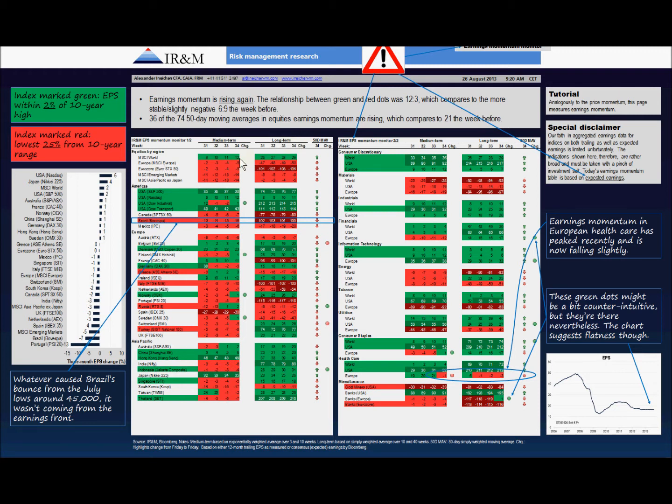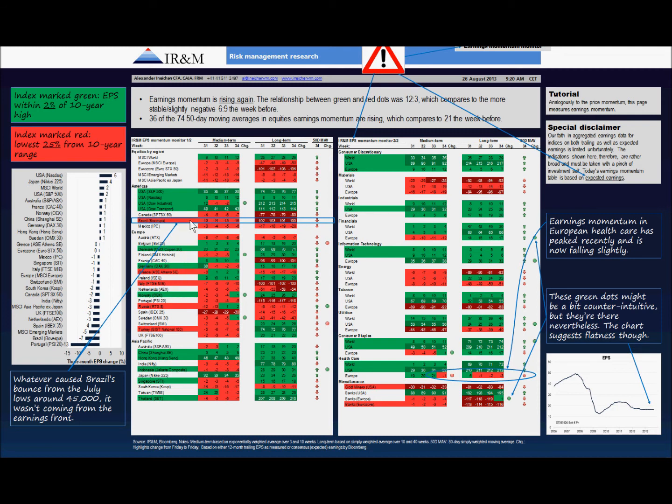MSCI World earnings have changed for the better 12 weeks ago on a medium term basis, and 29 weeks ago on a long-term basis. Europe is red, as one would expect, and emerging market as well. Here, these two boxes indicate which indexes or which markets are at, let's say, a 10-year high. So, for example, the US earnings are within 2% of the 10-year high, which in many cases I would argue is also the all-time high.